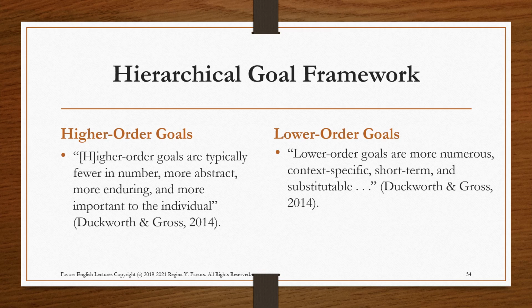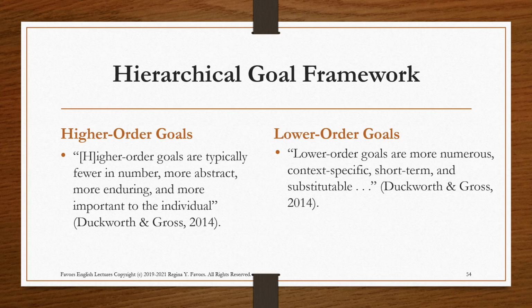So the hierarchical goal framework, the higher order goals are typically fewer in number, more abstract, more enduring, and more important to the individual, right? That's the 3 goals you saw at the top. Then the lower order goals are more numerous, context specific, short-term, and substitutable.